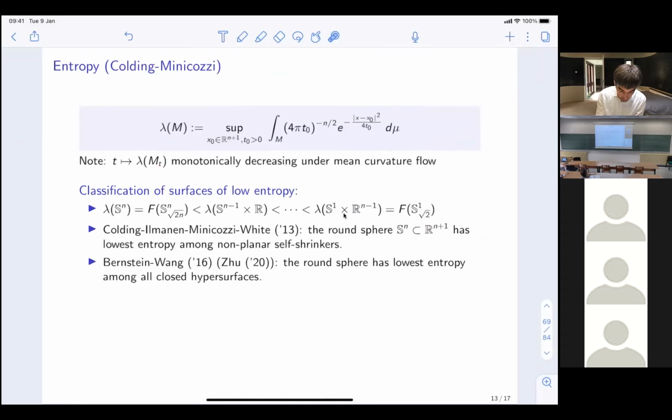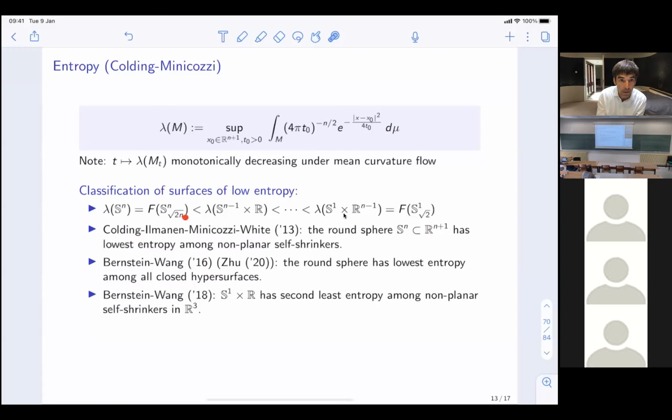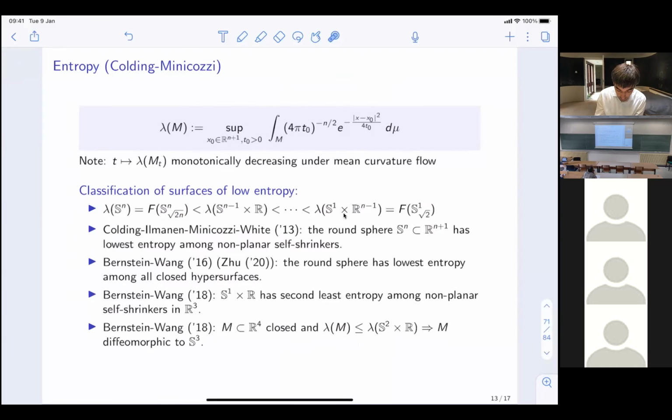And Bernstein and Wang, and Zhu, have proven that the round sphere has lowest entropy among all closed hypersurfaces. And what Bernstein and Wang proved is that if you just look at shrinkers, these first two steps in R3, the lowest one is S2, and the next one is S1 cross R, and there's no other shrinker in between. So there's no other singularity model in between. So there's a gap between these two. There's nothing else.